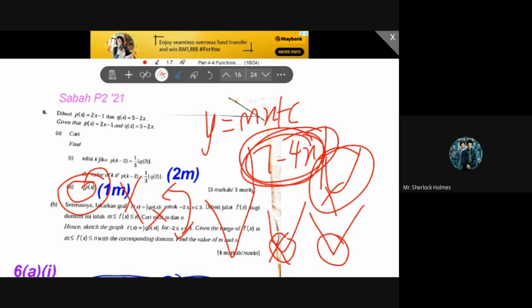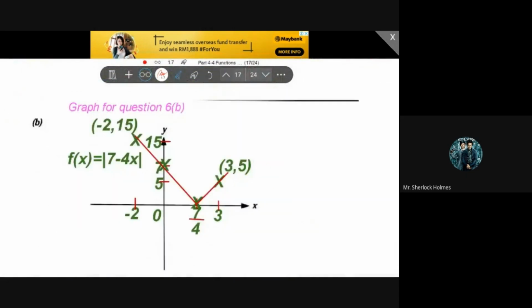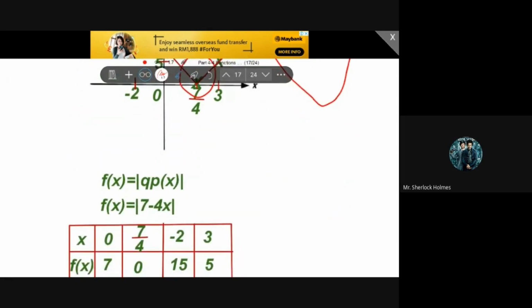So I'll show how to sketch, right? Okay, so this is your graph. So this is how we draw. So you see, this one you must make sure it doesn't curve over here. Tak boleh lengkuk macam ni. Kalau ada smooth line macam ni, dah salah dah. Means you got the wrong shape. Okay, so this is how you sketch.